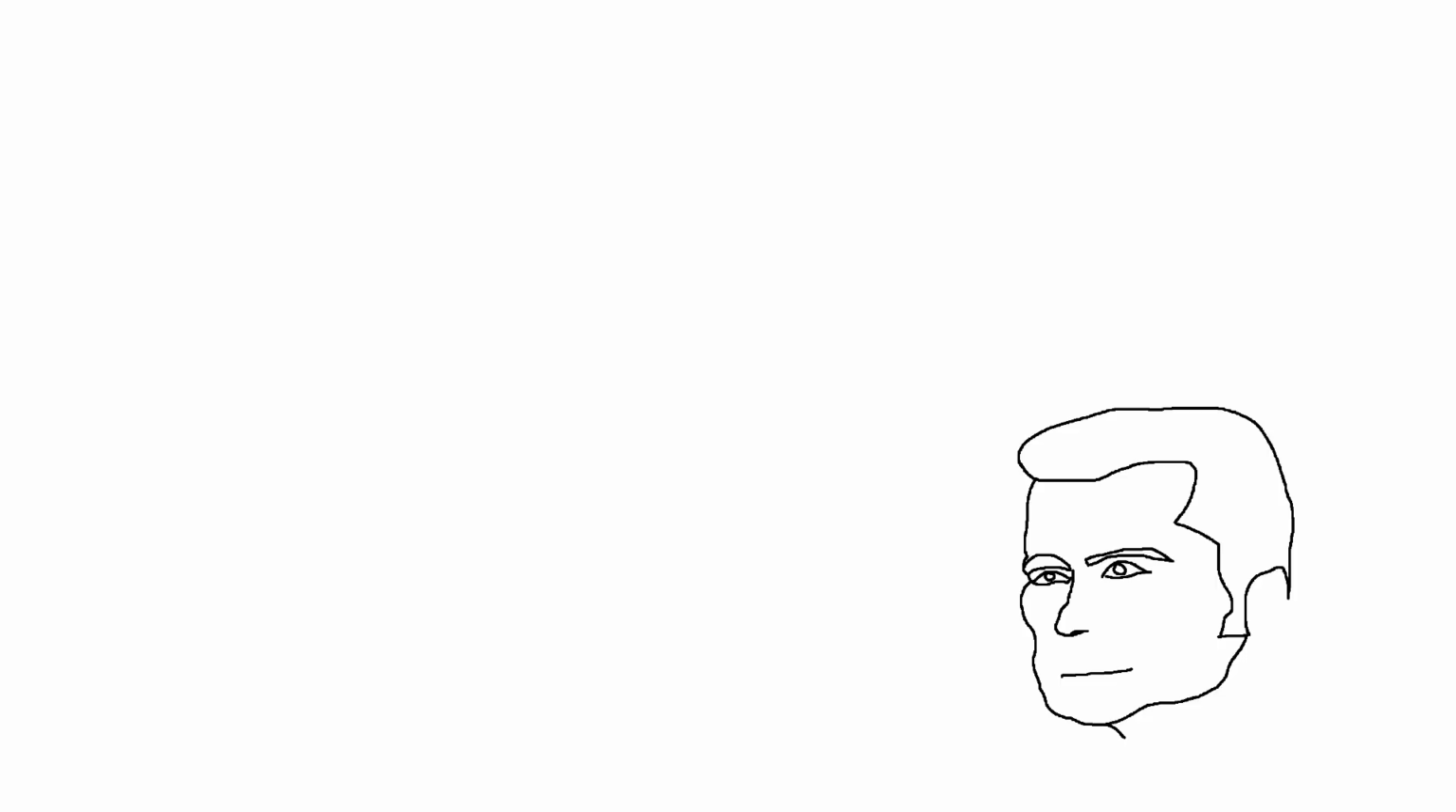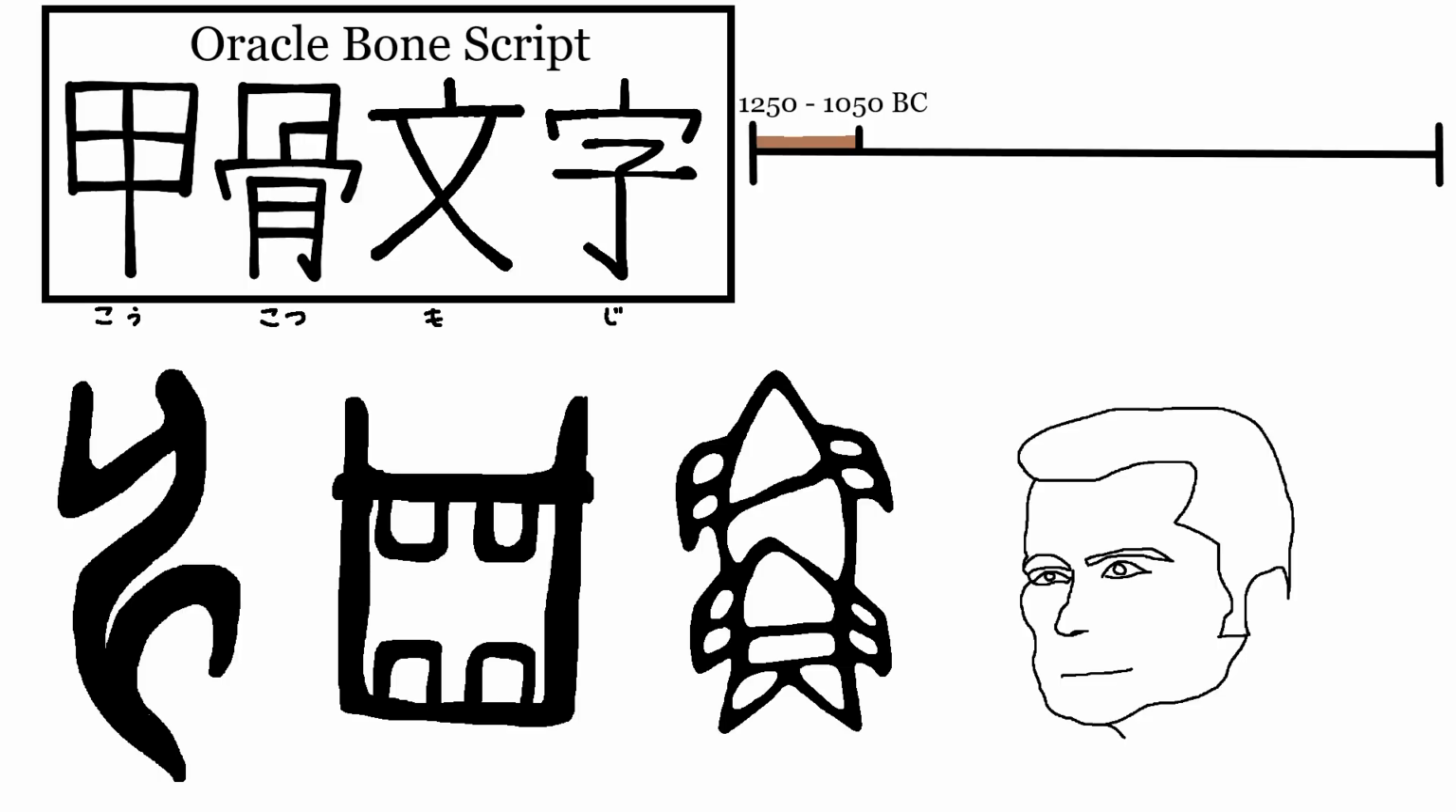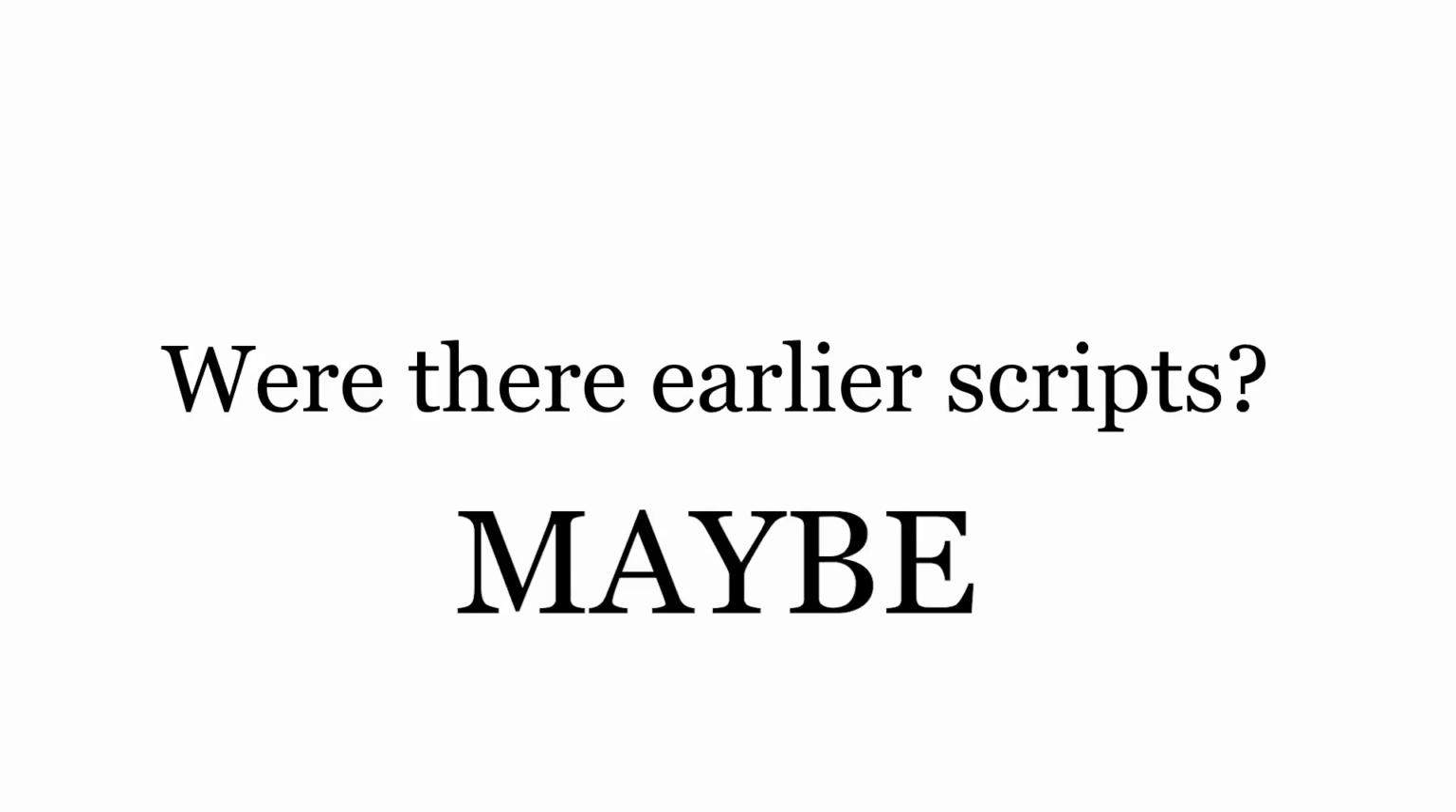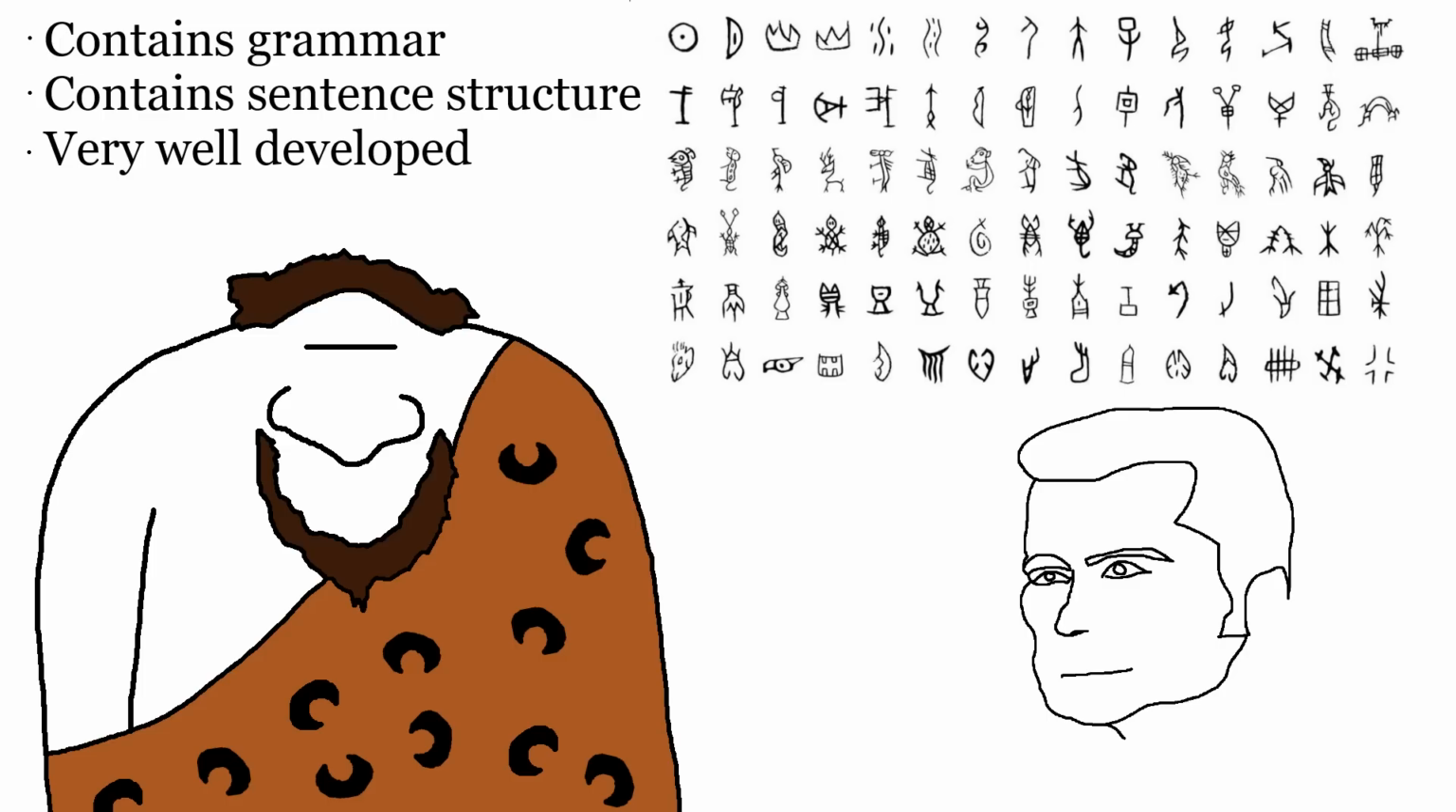So we first start our Hanzi journey with the Oracle bone script used around the Shang dynasty of China. Were there earlier scripts? Maybe. It's likely that history goes back even further. We just haven't found any evidence to back this up though.